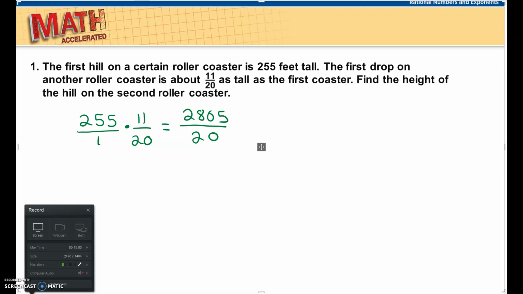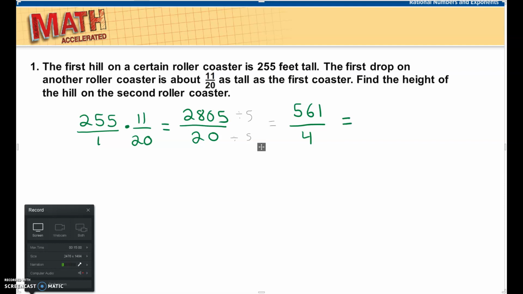Now, again, just like always, we want to simplify this to get our most simplified answer. So I'm going to see what I can divide those both by. My first guess would be 5 because they both end in 5. And these are kind of big numbers, so I don't know much about them. So 2805 divided by 5 gives me 561 over 20 divided by 5 is 4. Let's see, 561 is not divisible by 4 or 2, so really this would be our simplified answer.